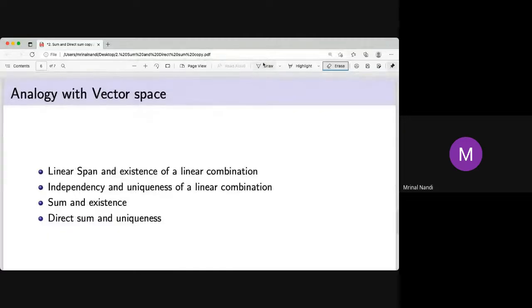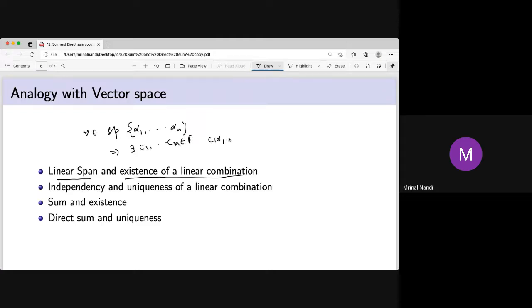Now some analogy. The analogy is clear now. What is the analogy between the vector space and module? The linear span actually says the existence of the linear combination. We know that. So if there are vectors alpha 1, alpha 2, up to alpha n, and V is in the span of these vectors, then there exist C1, C2, up to Cn scalars in the field such that C1 alpha 1 plus C2 alpha 2 up to Cn alpha n is actually V. So V can be written as this linear combination. Again, if it is an infinite set, then the sum is still finite, by the definition of linear span.